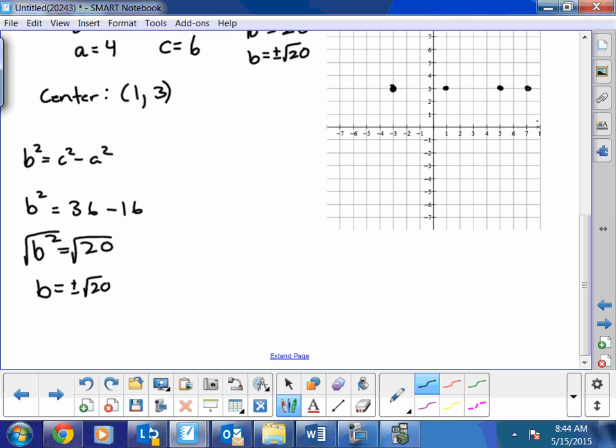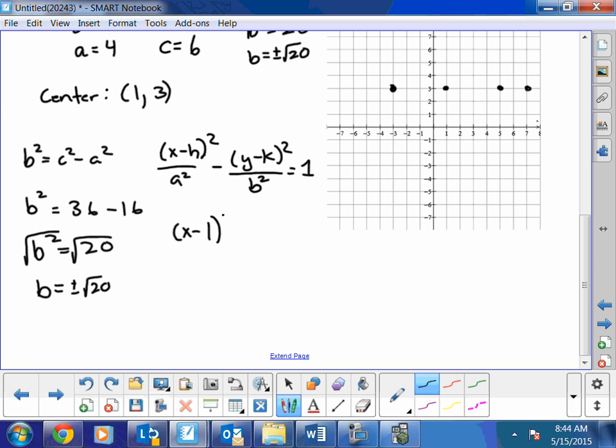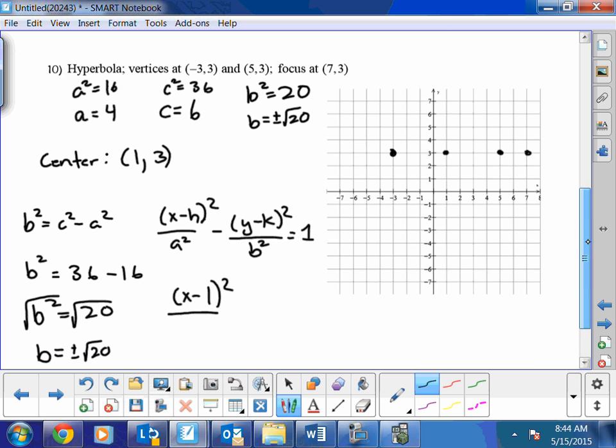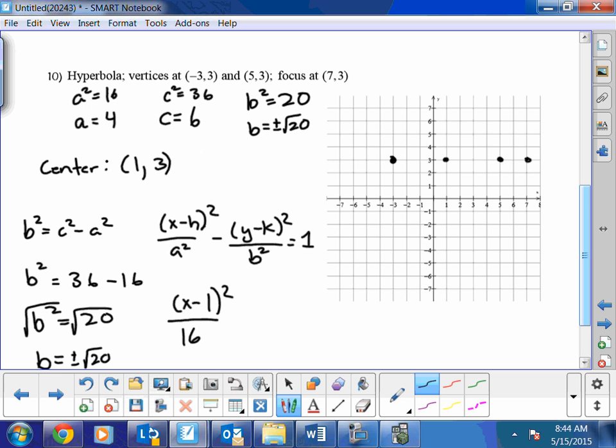In this case, we are going to use this equation. This one's going to be parallel to the x-axis, so it's going to be x minus h squared over a squared minus y minus k squared over b squared equal to 1. So we're going to have x minus 1 squared, and my a squared is going to be 16, minus y minus 3 squared, my b squared is equal to 20, and that's going to be equal to 1.